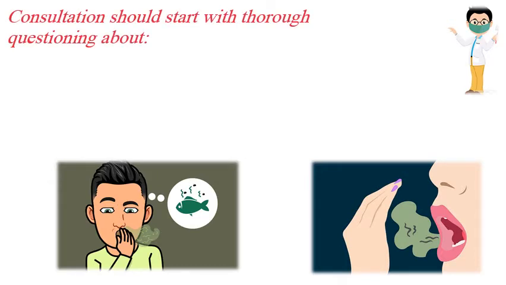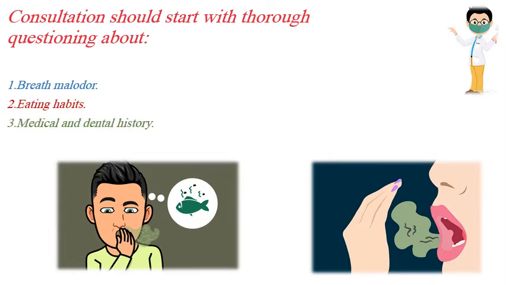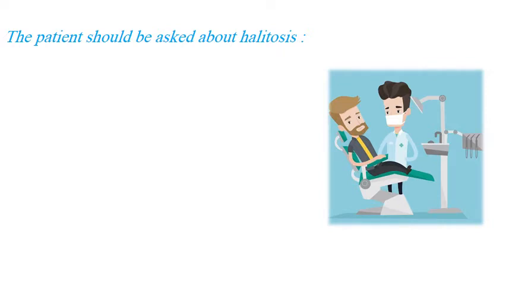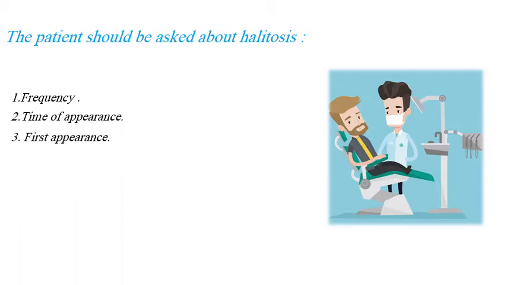Proper diagnosis should be started by obtaining proper information from the patient. Consultation should be started with a thorough questioning about breath malodor, eating habit, and medical and dental history. This can be done by questionnaire or orally. The patient should be asked about halitosis, which includes the frequency of halitosis, the time of appearance during the day, when the problem first appeared, and whether the problem was identified by others.